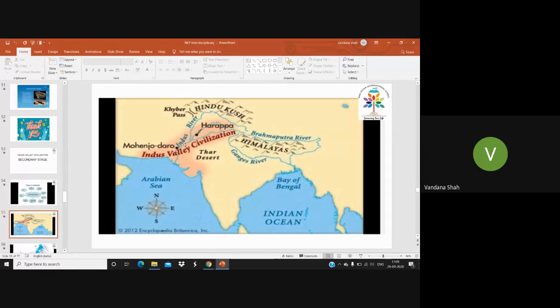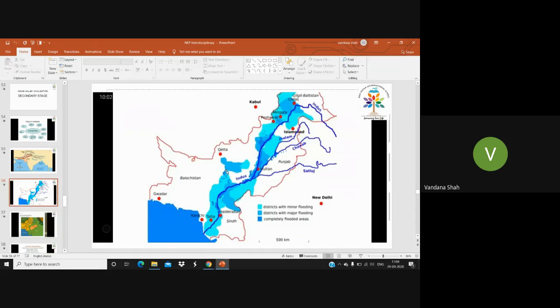It originates from the Hindu Kush and Karakoram range of the Himalayas. You can see here in the map. From here, through the glaciers, this river originates. When we move ahead, we also need to know: is only one river enough to settle down a civilization? I don't think so.